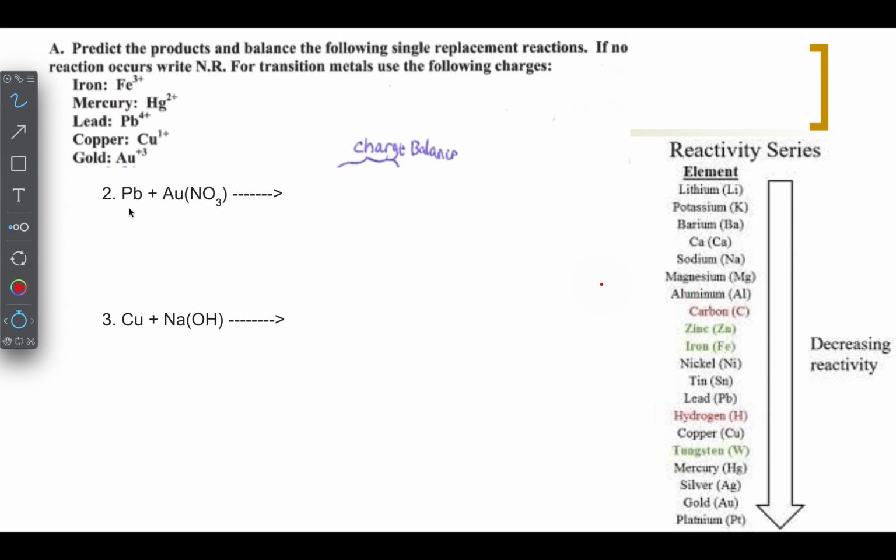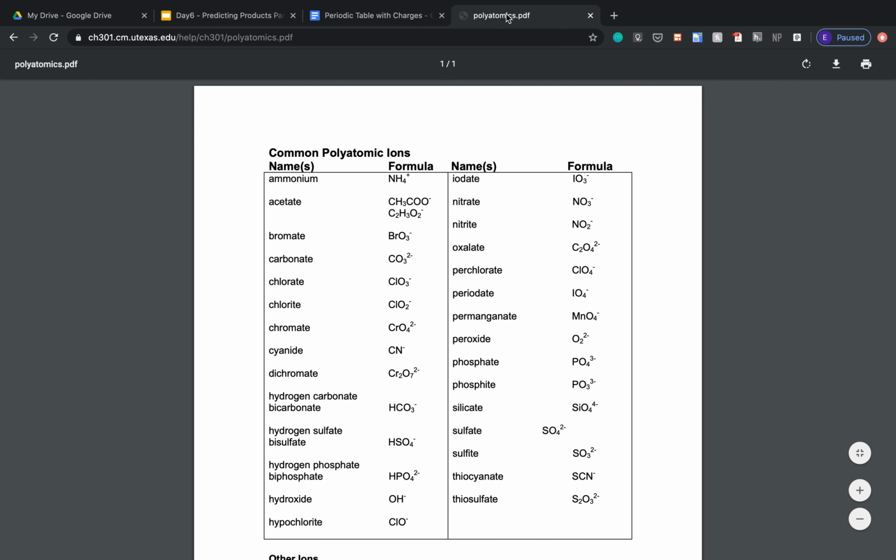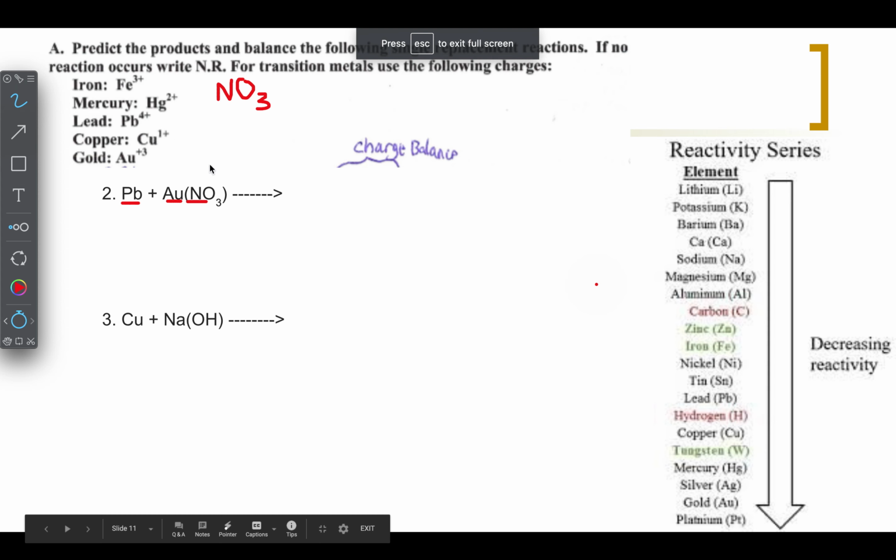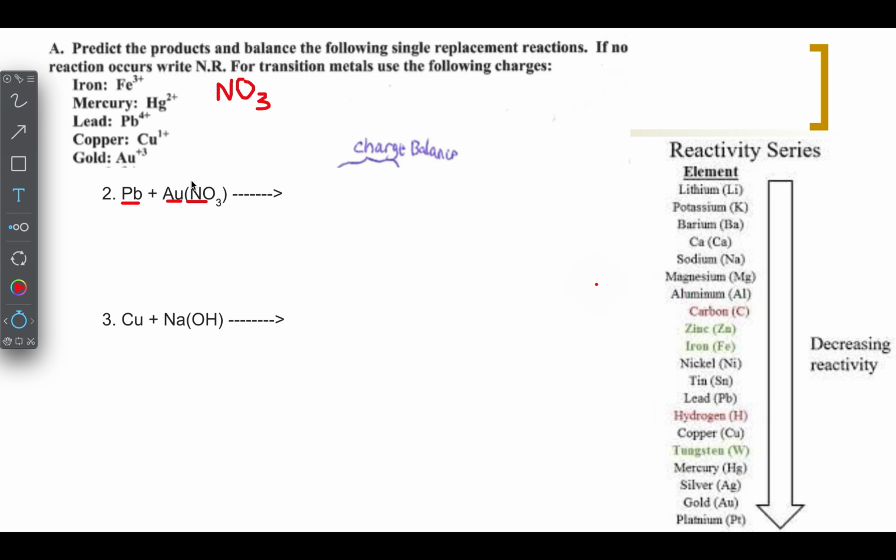Okay, so here we are with lead gold nitrate. Now the first thing you should notice is that this is in parentheses, meaning it's a polyatomic ion. So we know we're going to find the charge for that polyatomic ion, since it's in parentheses, from our sheet of polyatomics. So I'm going to jump over there. And here is our NO3, and we see that it is a -1 charge. So now we're going to jump back to this.